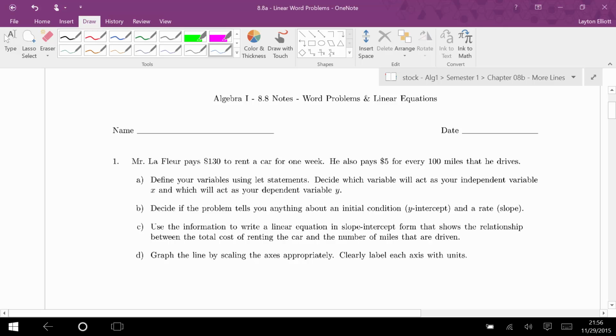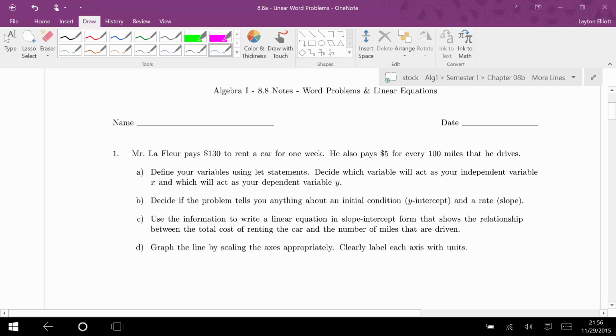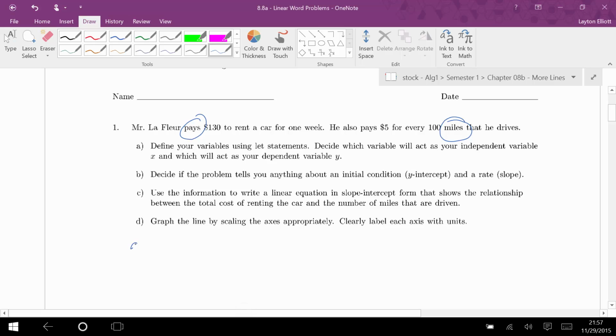The first says to define variables using let statements. Decide which variable will act as your independent variable x and which will act as your dependent variable y. Well, the question that this asks is about how many miles he drives and then how much the car is going to cost. So I'm not going to use x and y. I'm going to use different ones here. Maybe m for miles, or you know what, let's use d for distance because that's more commonly used. And then a capital C for cost.